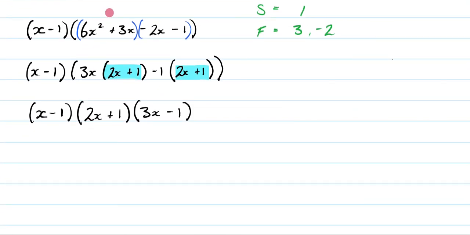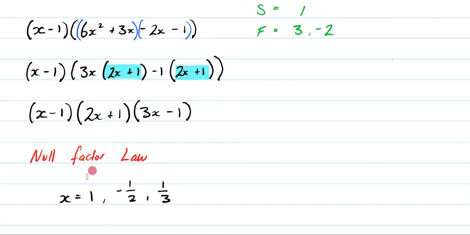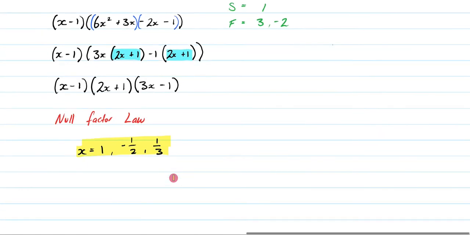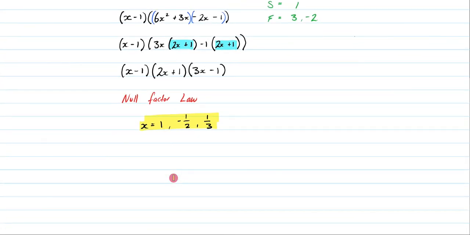Now that we're here, we can use our null factor law, which is going to be x is equal to 1. Then I'm going to solve this for x, which is going to be -1/2. Then I'm going to solve this for x, which is going to be 1/3. And just like that, we are done. So that was an involved process right there. There were quite a few things you had to do. So our answer is 1, -1/2, and 1/3.